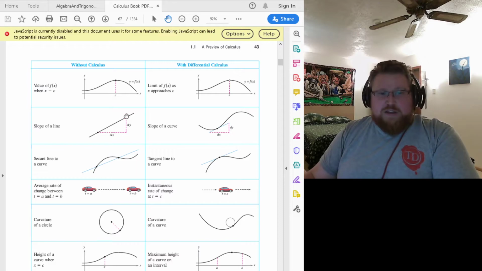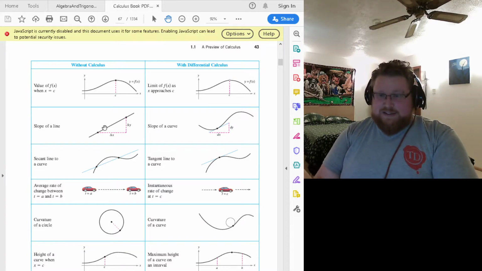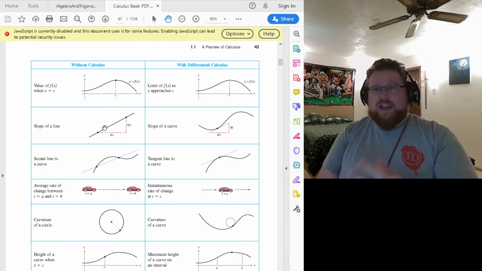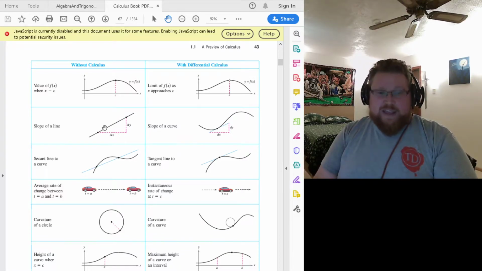In algebra, you can expect to do things like find slope. That's really common. But you find slope specifically of lines, of how a line is acting. You can determine the slope of a line using a formula, right? We talked about y2 minus y1 over x2 minus x1. That's the basic slope formula. Or delta y over delta x.